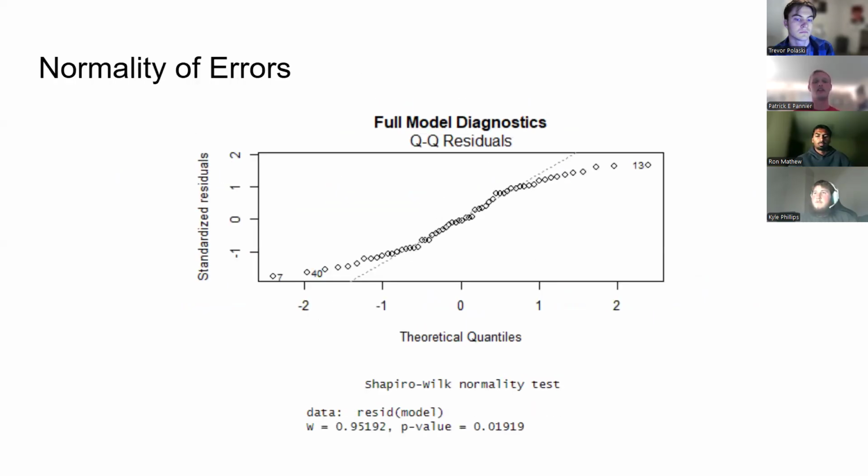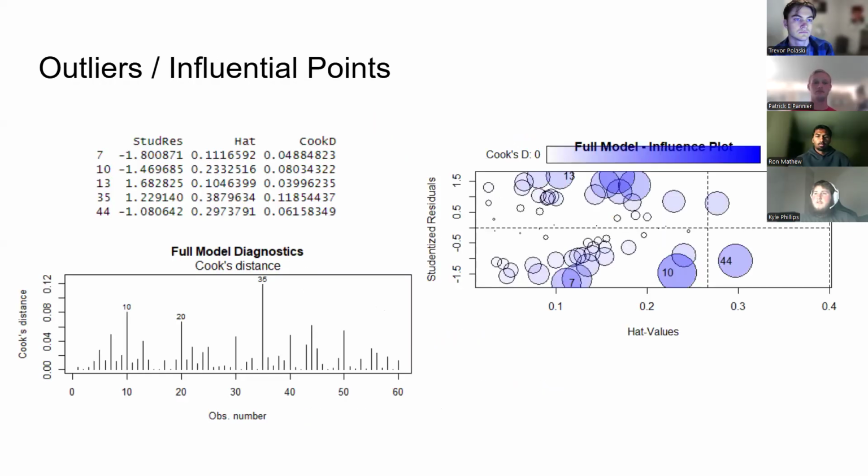For normality of errors, the Shapiro-Wilk normality test did reach significance, and as you can see from the QQ residuals plot, it does deviate from the line quite a bit at the ends, so the errors are not normal. For outliers and influential points, all of the values were fairly low. Some of them did reach beyond the hat threshold, but nothing went beyond the Cook's distance threshold.